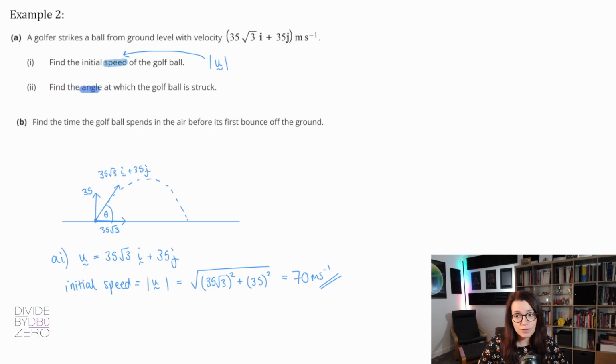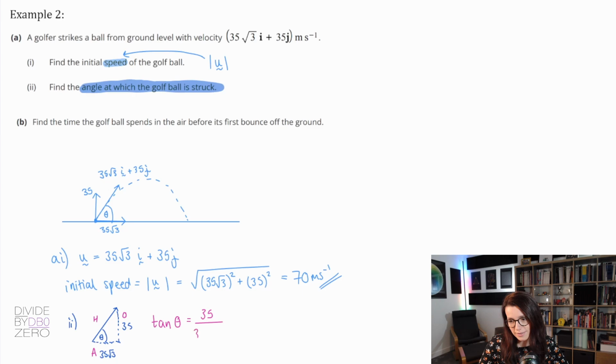Part 2 wants the angle at which it's struck, so they want us to work out theta in our diagram. So I'll just draw a little vector diagram here. If that's the u vector, we know that the horizontal component is 35 root 3 and the vertical component is 35. This is theta. Looks like a nice right angled triangle, so we can do opposite, adjacent, hypotenuse, and we can do some trigonometry to work out theta. So in this case, tan theta is going to be opposite over adjacent. So this means theta is inverse tan of that, which works out to be 30 degrees.